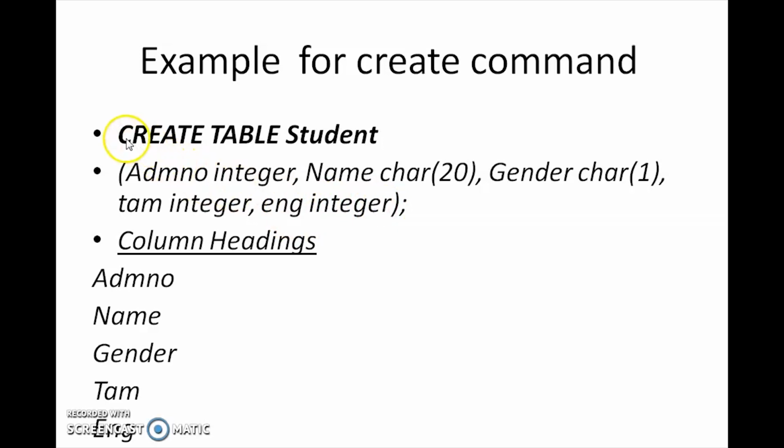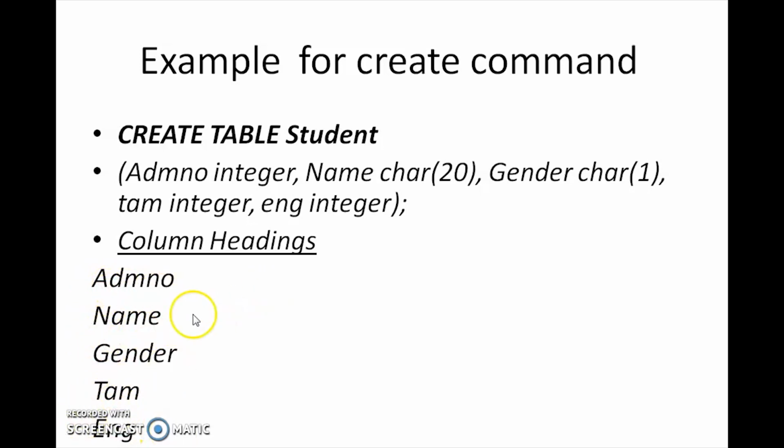Clear? So I have created a table. My table name is student, and I have columns with data type and size: column, data type, size, like that. I have created 5 columns. What are my column headings? Admission number, name, gender, Tamil and English.